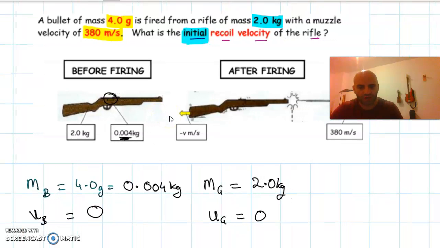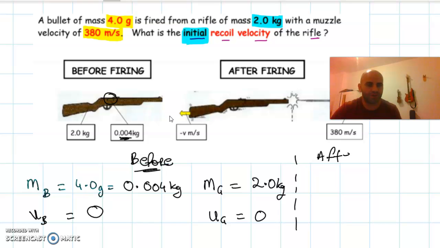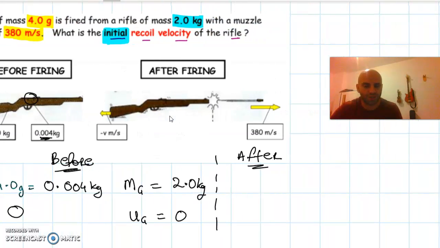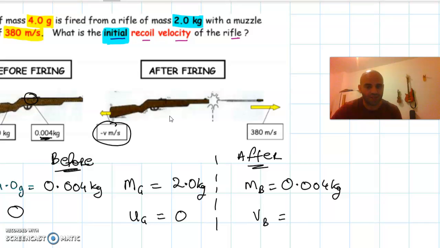We know that all of this is before. Notice I actually didn't draw a picture here, well, because they gave us a picture. After the collision, or after the explosion, I should say, we want to figure out the final velocity of this one here. So again, the mass of the bullet has not changed. That's 0.004 kilograms. We do know that its velocity has changed. That is now 380 meters per second, and it's going to the right.